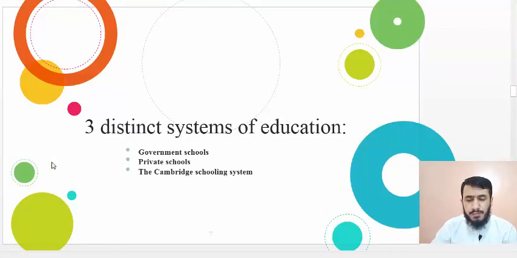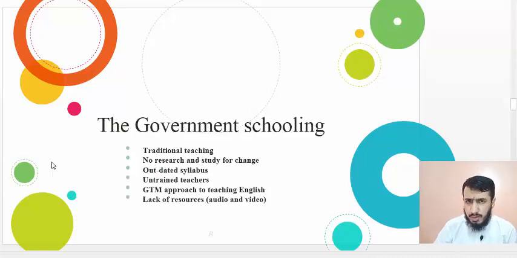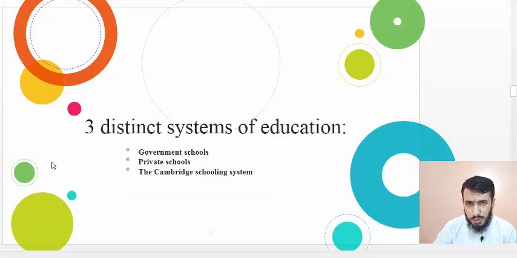First of all, let me explain that there are three different types of educational systems in the Indian subcontinent: the government schooling system, the private schooling system, and the Cambridge O and A level schooling system. These three schooling systems are actually responsible for the incoherence in English language teaching and the overall scientific education teaching in the Indian subcontinent.